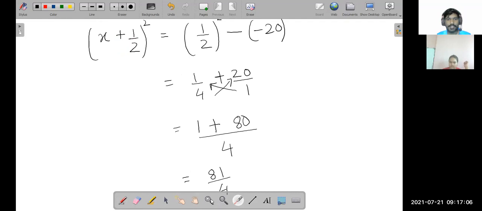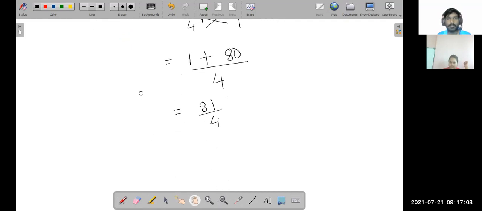What is there on the left hand side? Left hand side is x plus 1 upon 2 the whole square. So x plus 1 upon 2 the whole square equals 81 upon 4. Up to here, did you follow? Yes. Okay, now I want to remove this square from here. So what to do to remove this square? Take square root on both sides.